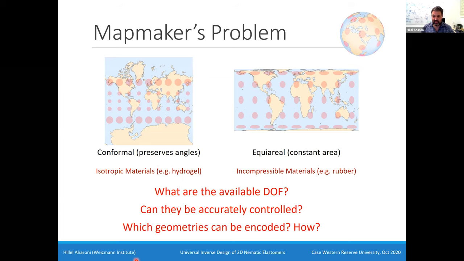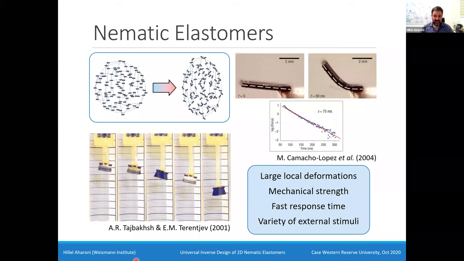So the material I'm going to talk about today is a nematic elastomer. A nematic elastomer is basically a polymer network that has a liquid crystal component embedded within it.